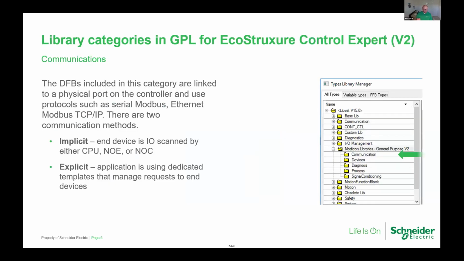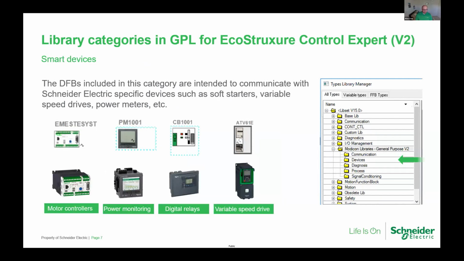As I said before, we have the Modicon library split up into 5 different categories. So we have the communication library, which helps interface those Modbus or Ethernet Modbus TCP/IP connections, and that covers both implicit and explicit connections. When we go down to the devices, these encompass different types. Like we have our TeSys product line, which is our motor controllers. If you want to visualize power monitoring aspects or digital relays, or even our variable speed drives, we have those device libraries that you can then interlink from the control level up to the graphical level.